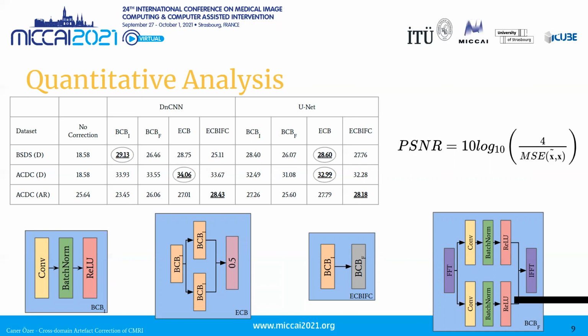However, when it comes to the synthetic ring artifact reduction of the ACDC dataset, using the cross-domain block significantly improves the PSNR metric over other building blocks. Furthermore, due to the instability of the training using the BCBI blocks, we even observed a fall in the PSNR compared to the uncorrected version of the ring artifacts.